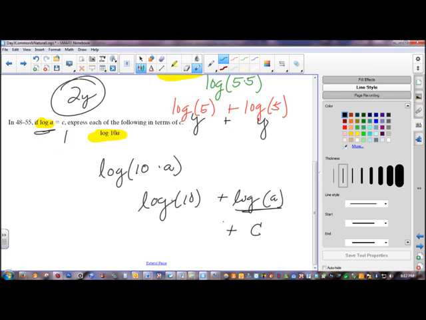And I don't have any replacement for log of 10, but if you rewrite log of 10, what you're writing here is 10 to the x equal 10, and that should be easy enough for you to figure out that that whole thing evaluates to a 1. So my answer here is 1 plus c.